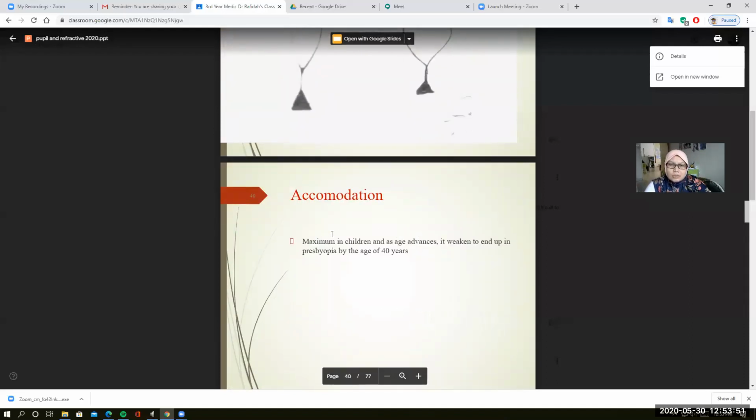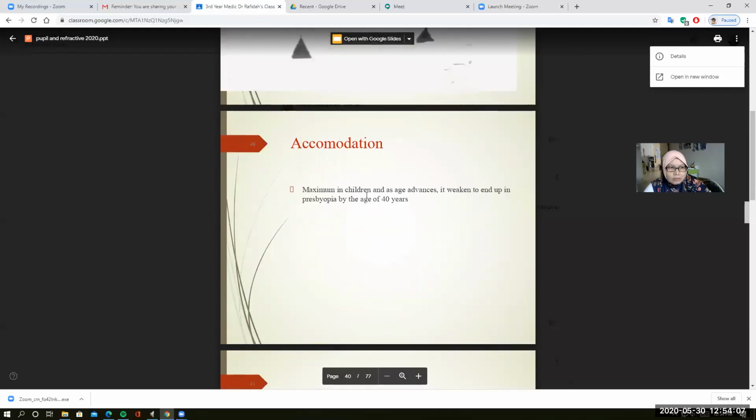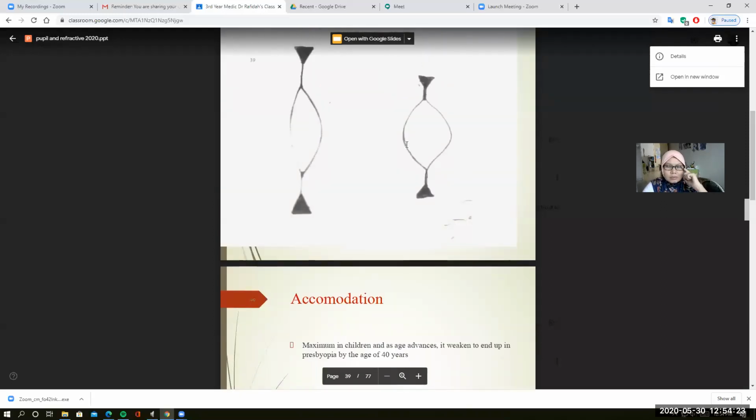So accommodation is maximum in children, and as the age advances, it weakens, and it will end up in presbyopia by the age of 40. That's why children can see very near. They usually come to your face when they want to look at you. But as you grow older, you can see that the reading point gets further and further away because the muscle is already stiff and the lens cannot really bulge so much.